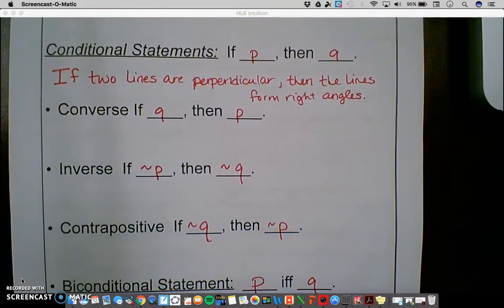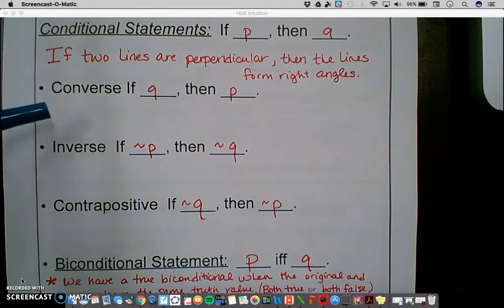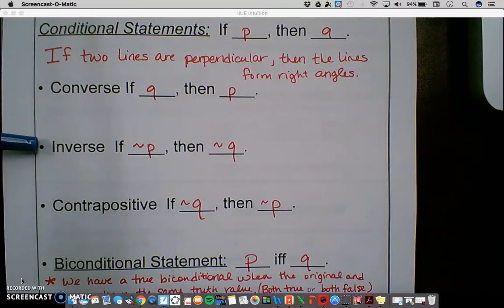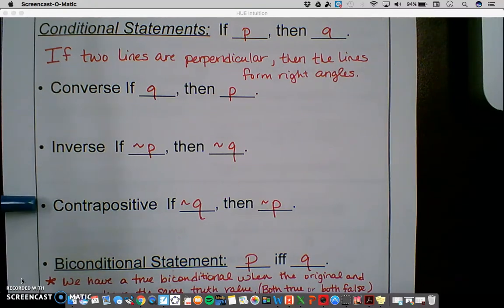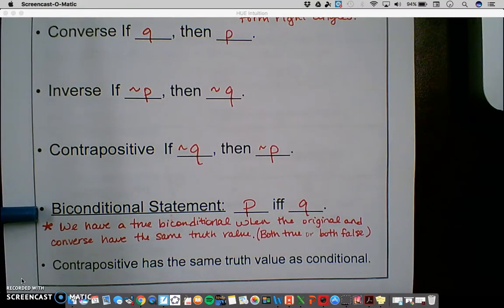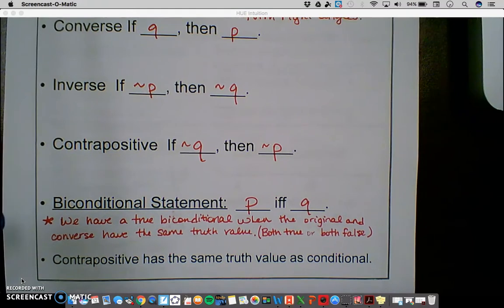What I'd like you to do is use that statement to form the converse, inverse, and contrapositive. The converse switches: if Q, then P. The inverse is the negation of both the hypothesis and conclusion: if not P, then not Q. The contrapositive, if not Q, then not P. That switches and negates both. Then I also want you to write the biconditional statement: P, if and only if Q.